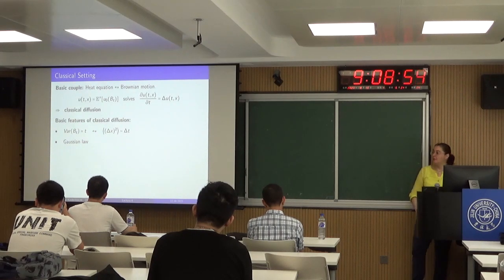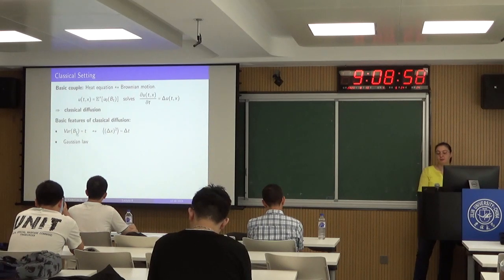So if we describe everything by a stochastic process, the mean square displacement corresponds to the variance of the process, and the variance of Brownian motion is exactly t. So this is what is written here.